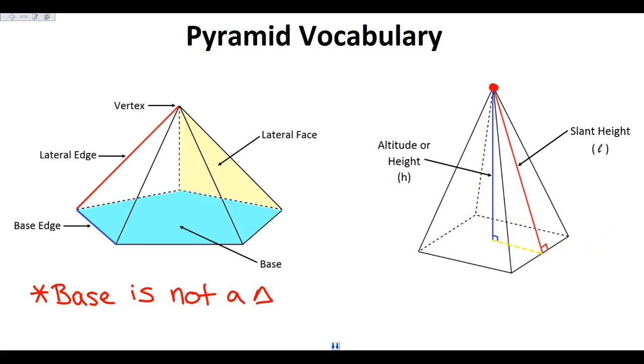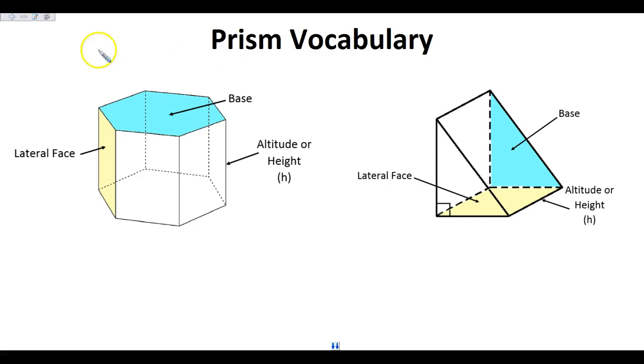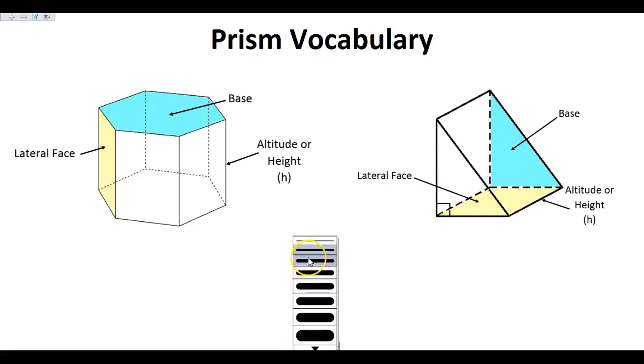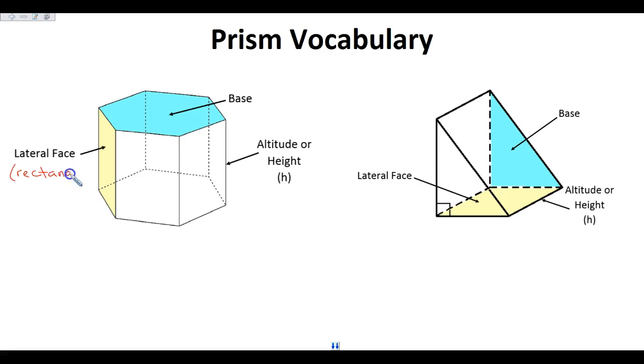When we look at pieces and parts of prisms, again, we have our lateral faces, and those lateral faces in a prism are always going to be rectangles. So when you have shapes that are not rectangles in a prism, those are your bases. In this case, I have two hexagons. They are parallel to each other. Those hexagons are my bases. The distance between your bases is your altitude or your height.